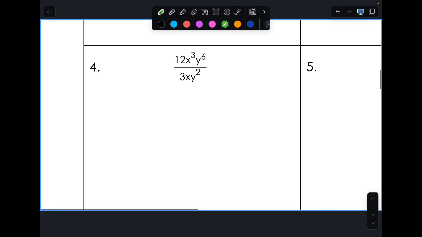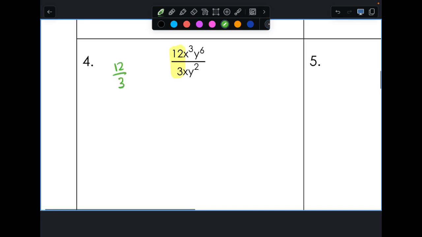Alright, number 4. The first group is what? 12. I'm still going to write this one. 12 over 3. 12 divided by 3 is? 4. Okay. The next group are my x's. What am I subtracting with my x's? 3 and 1. 3 minus 1, in that order, top minus bottom.